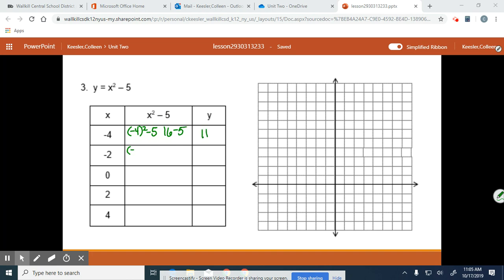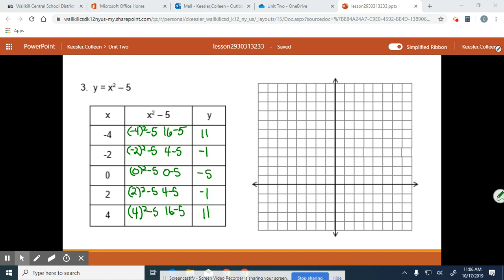Then we get -2 squared minus 5. -2 times -2 is 4 minus 5, or -1. 0 all squared minus 5 is 0 minus 5, or -5. 2 squared minus 5 is 4 minus 5 again, so we get -1 again. And then 4 squared minus 5 is 16 again, minus 5, so we get 11 again. So let's see what happens here.